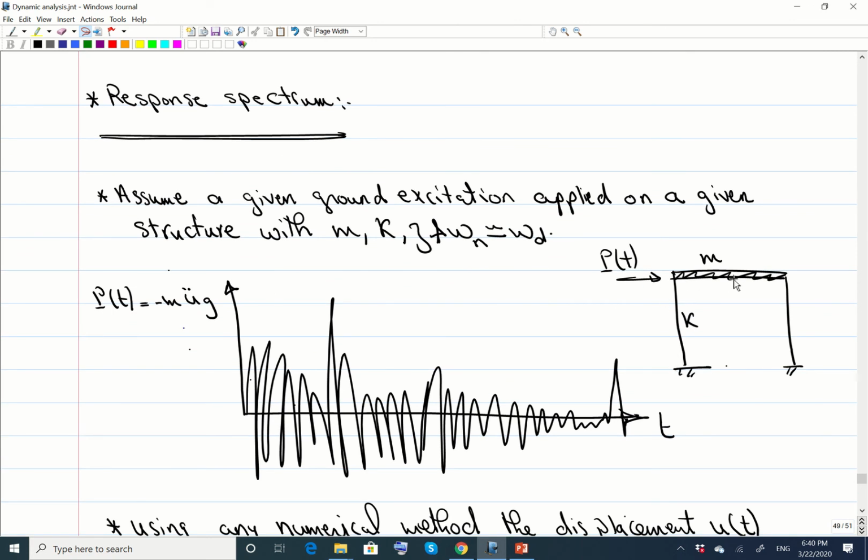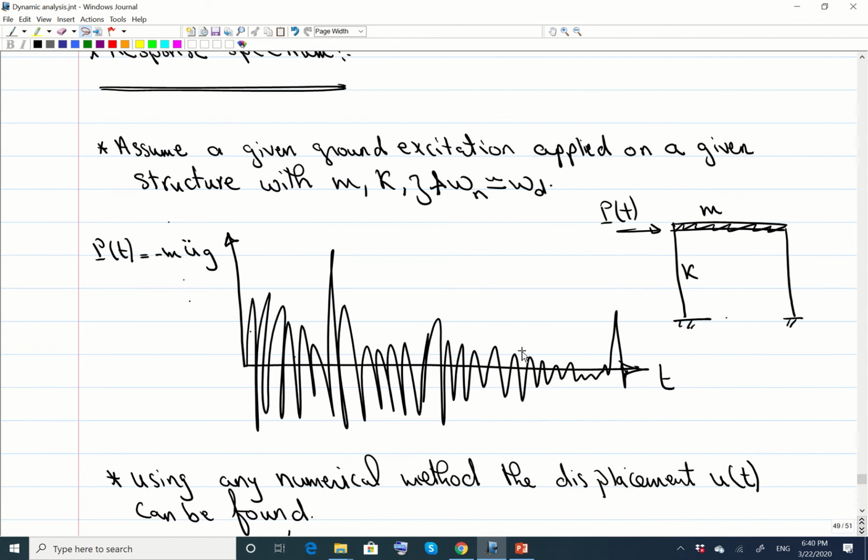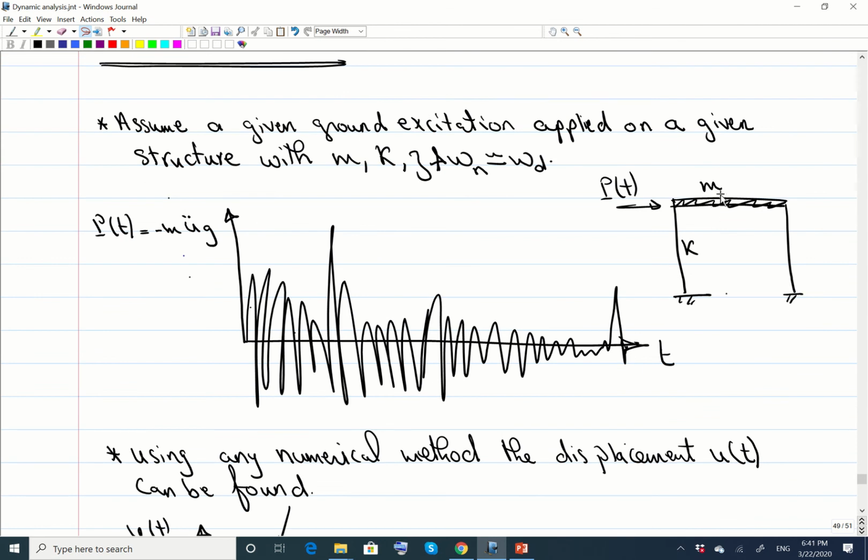Let's assume we have this single-story frame. There is an earthquake applied on it, like the one that you had in your assignment, the El Centro, for example. You have this ground excitation, so there will be a force of negative m multiplied by the ground acceleration over here. The mass is m, the stiffness is k, so you can find omega n, which is square root k over m. So we know the natural frequency here.